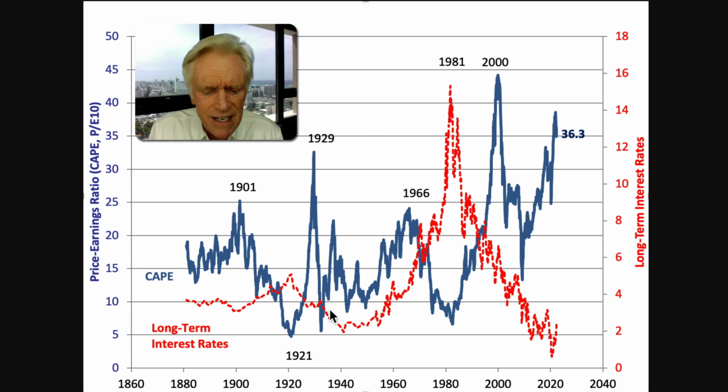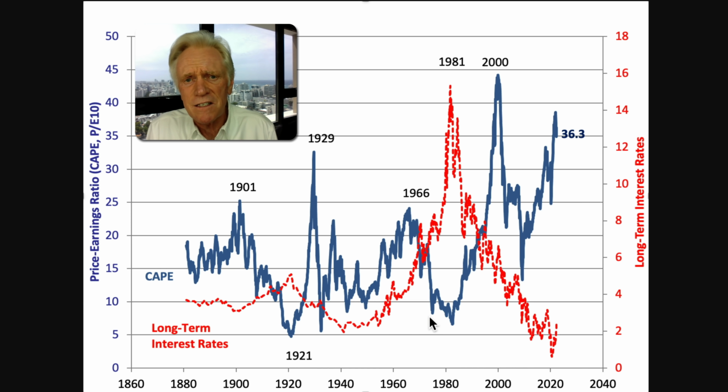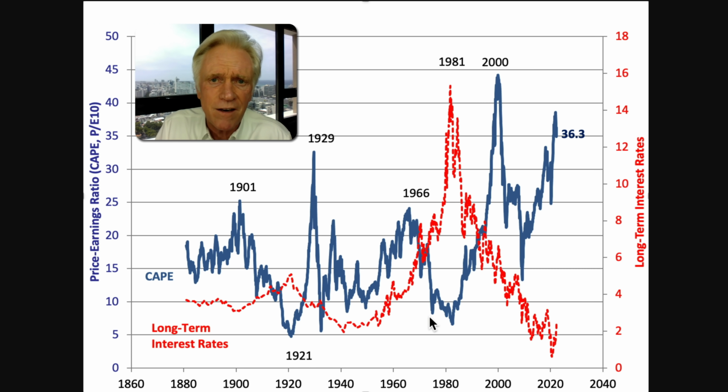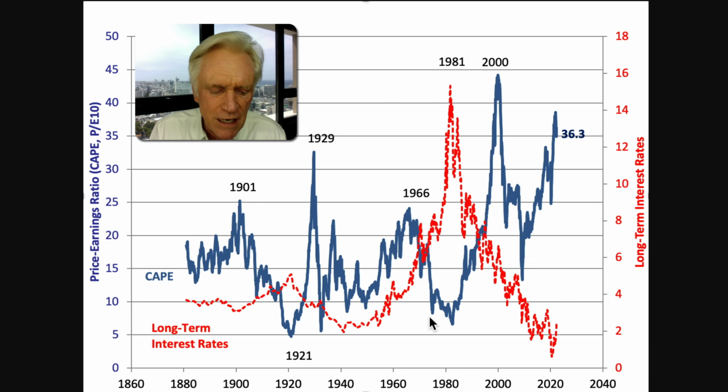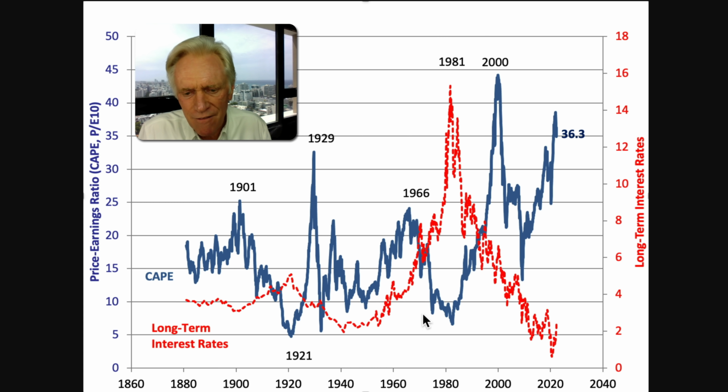When you're down at 7 or less, that is a time to really go all in on stocks. You're not only going to get capital gains from a rising stock market after that extreme undervaluation, but you're going to get incredible dividend yields. You can get 8, 10, 12, 14% payments every year on your investment. And if inflation is raging higher than that, you can even get higher yields than that.